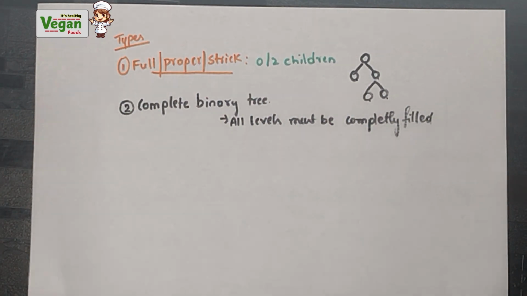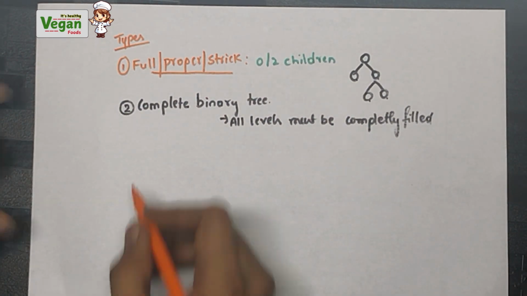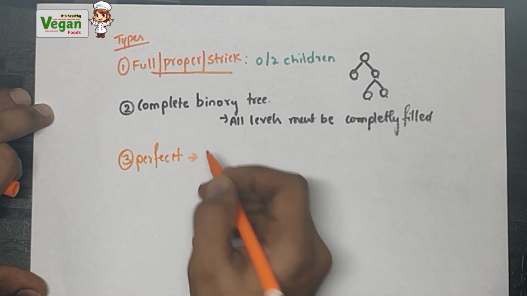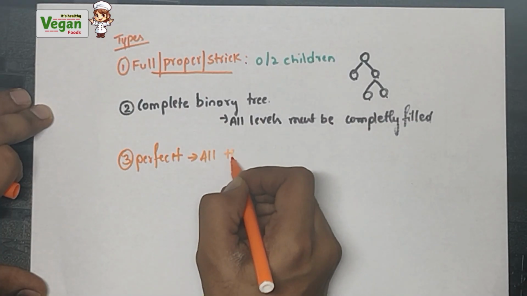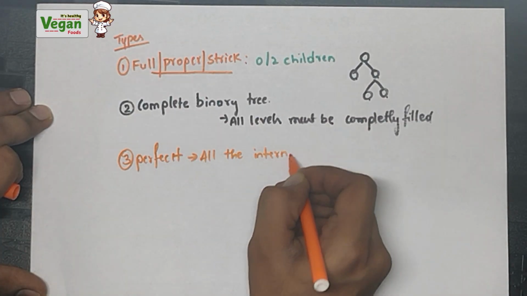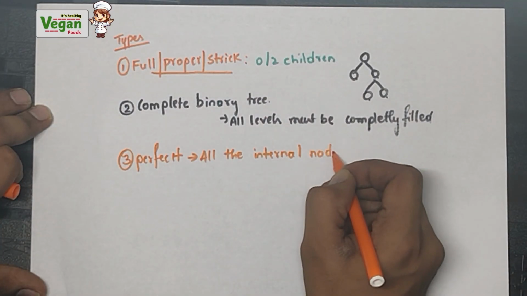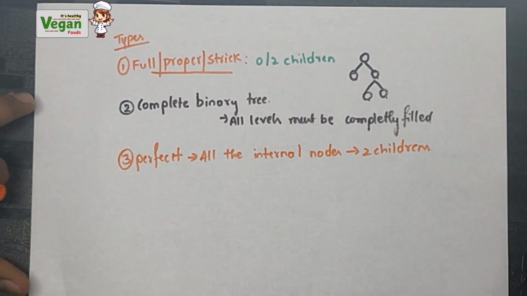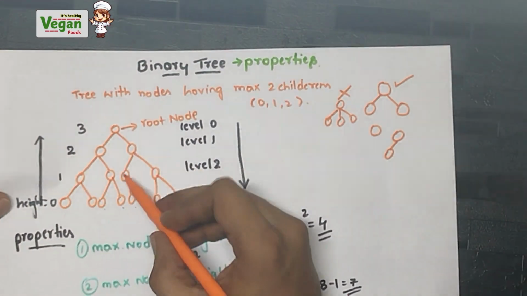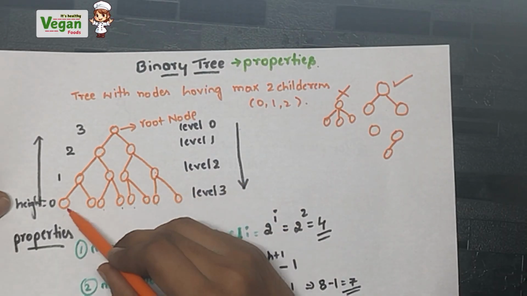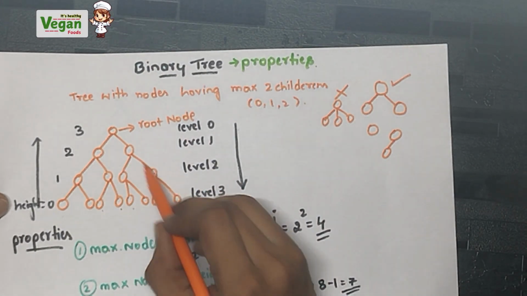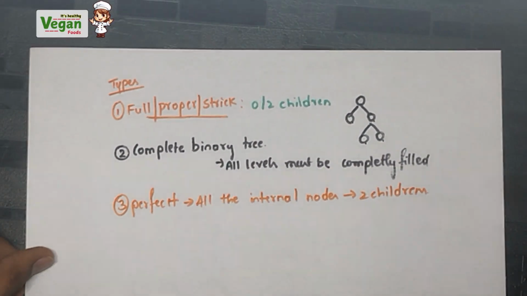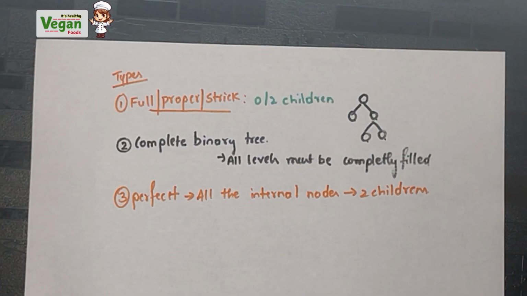Now, the third one is the perfect binary tree. In a perfect binary tree, all the internal nodes must have 2 children. That is, if you see this one, this is the root node, these are the leaf nodes, and these are the internal nodes. Each internal node must have 2 children. Then we can call the binary tree a perfect binary tree.